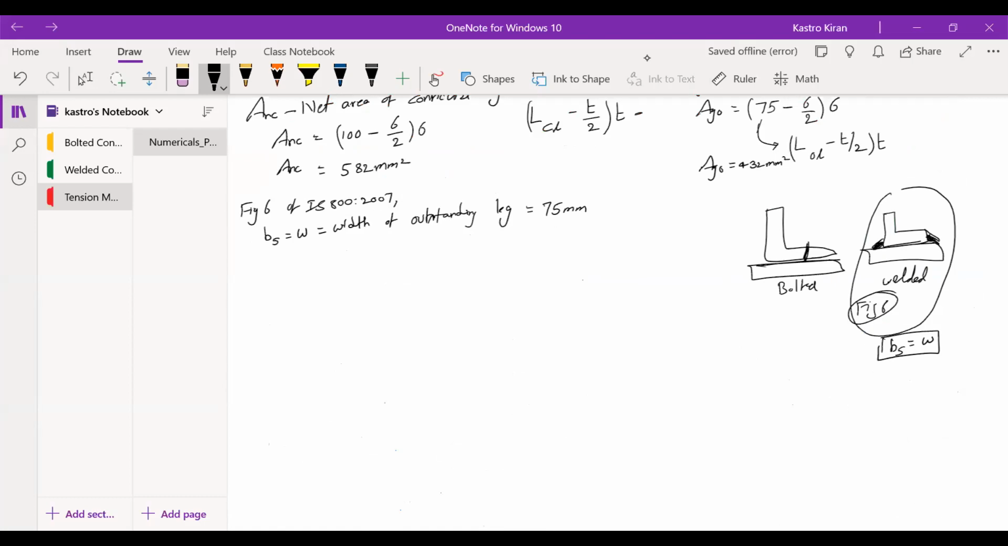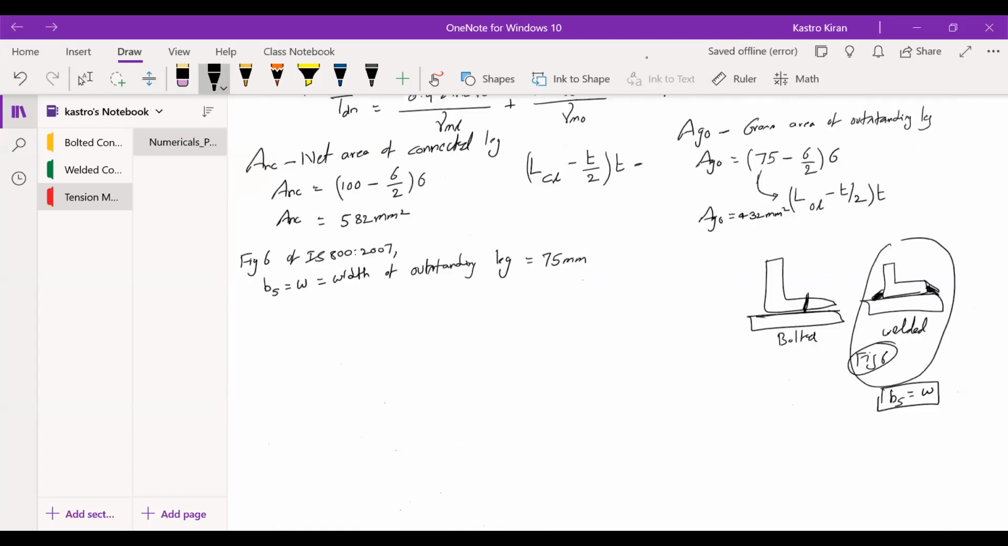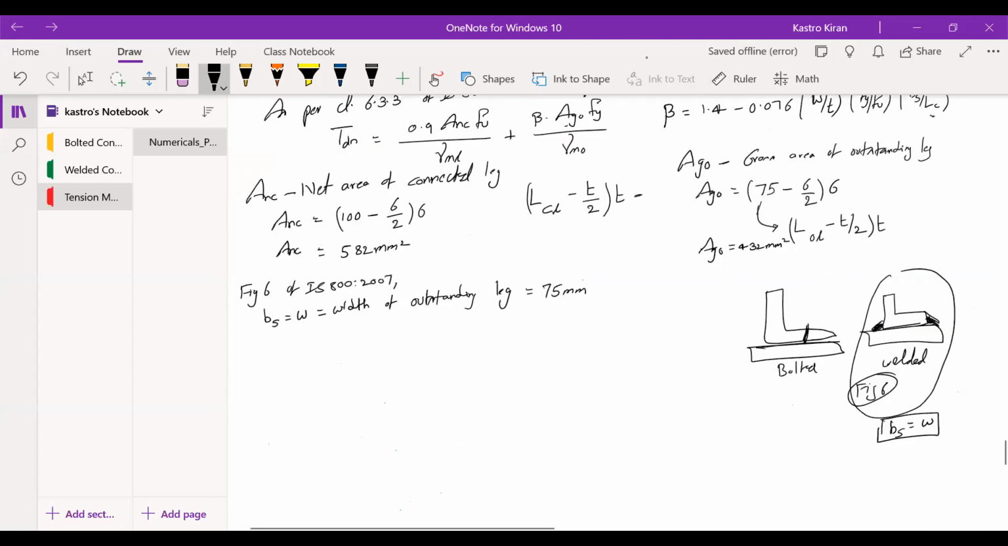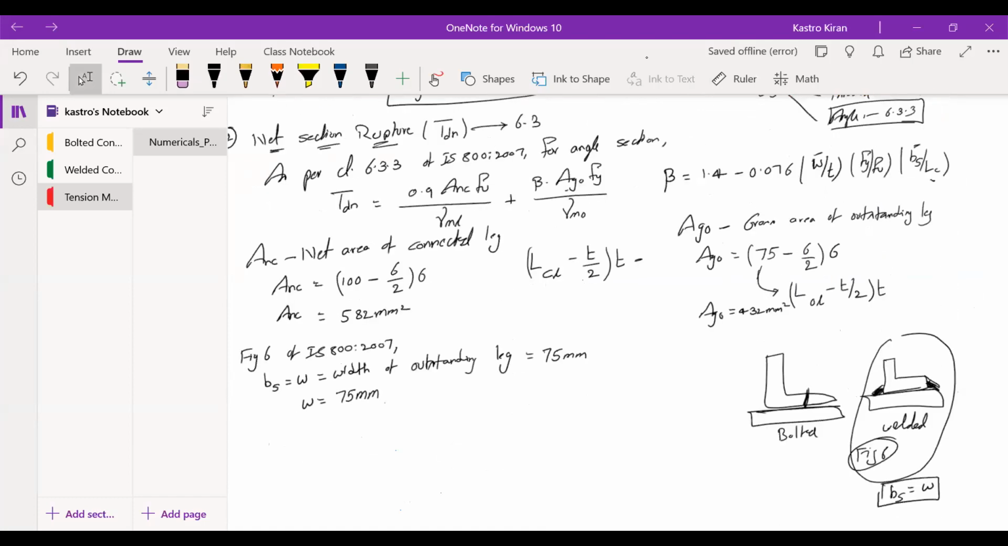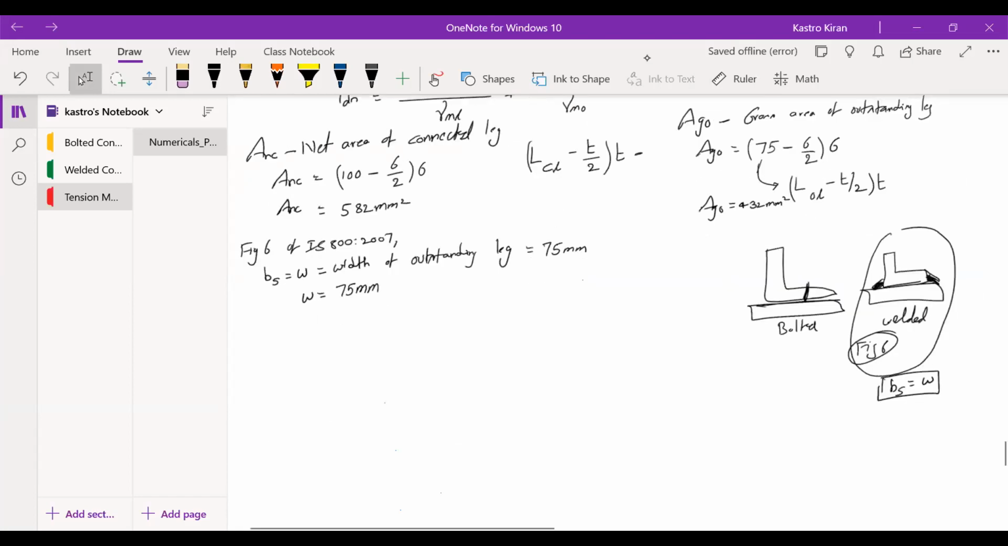Okay, now that is how you can find out the value of BS. And again, you also have to find out the value of W. W also we know, which is width of outstanding leg, that is taken as 75 mm. I guess it is clear for all of you. And now the most important thing is LC. Here LC is nothing but length of connection.